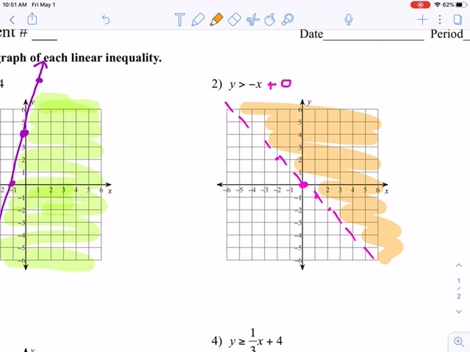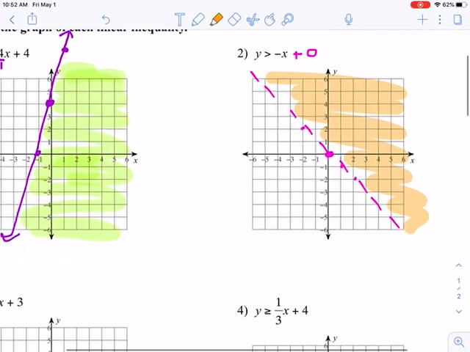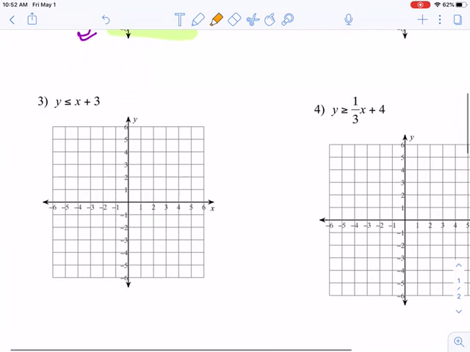Now let's look at questions 3 and 4. For question number 3, we have that y is less than or equal to x plus 3. So I'm going to go ahead and start off at 3 on the y-axis, and I have a slope of 1, which is up 1 over 1, up 1 over 1. Since it's less than or equal to, it would be a solid line, and less than would be underneath.